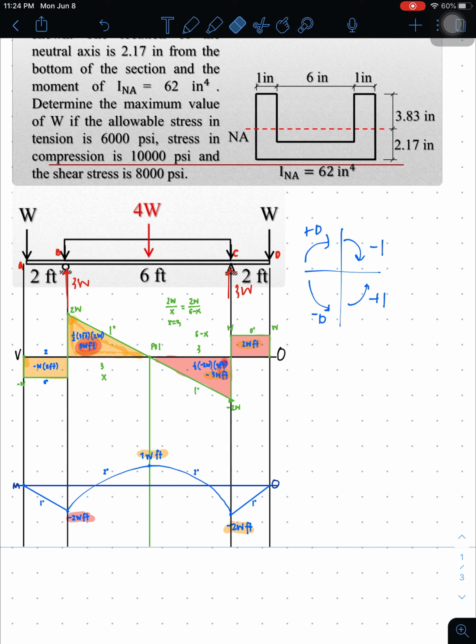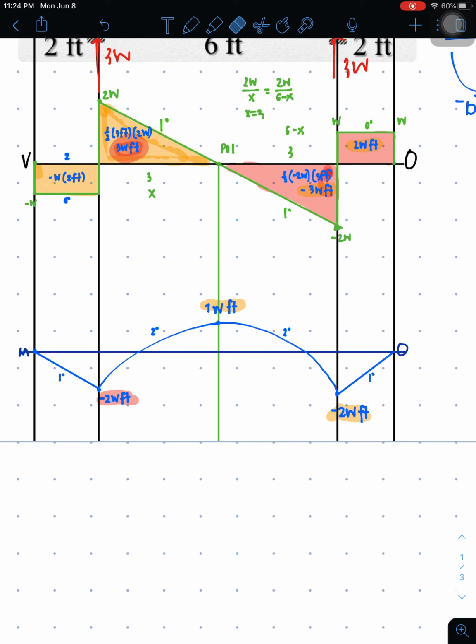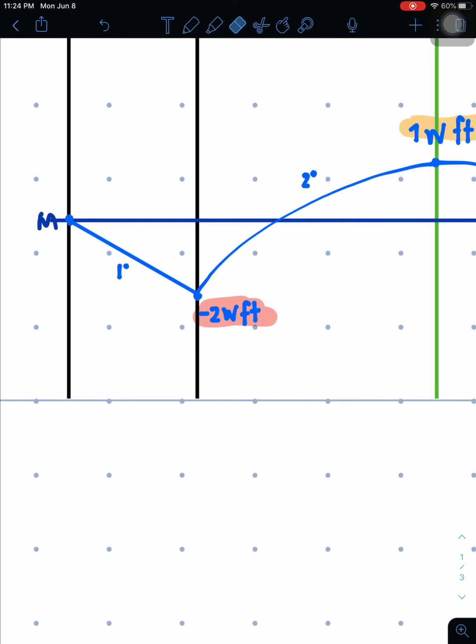a load. But in case a design is asked, then of course we choose the larger values of our areas, our dimensions. But since we're asked to solve for the W, then we're going to look for the least value. Anyway, let's start with shear.